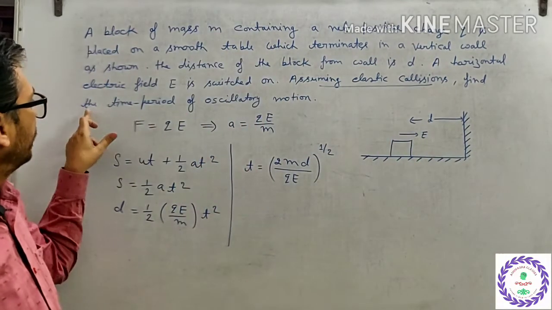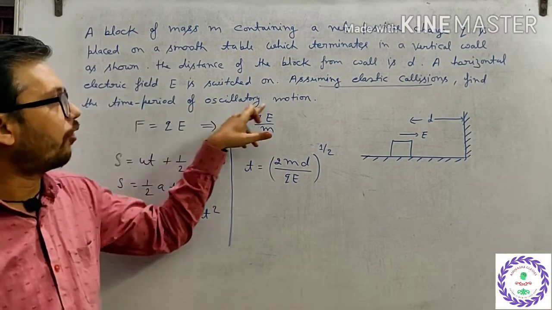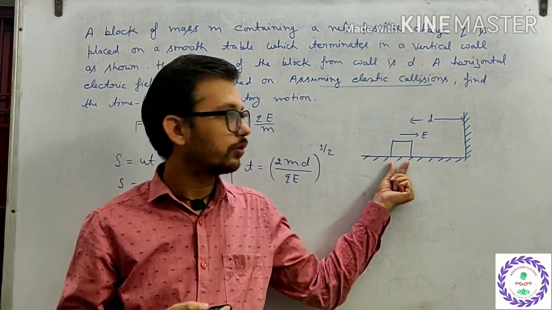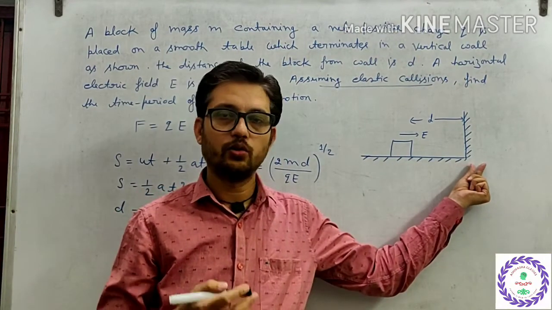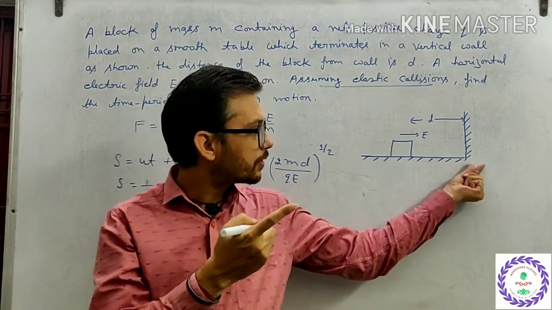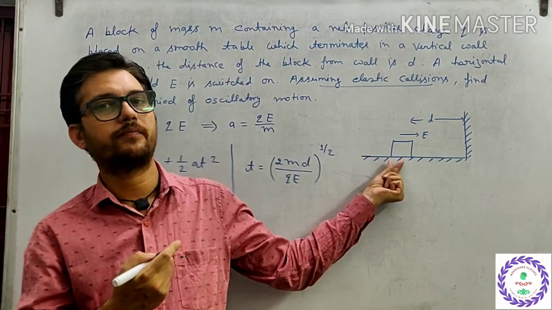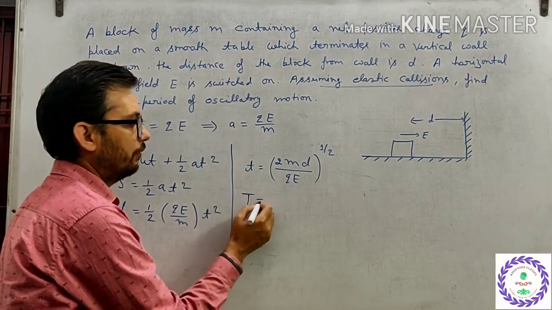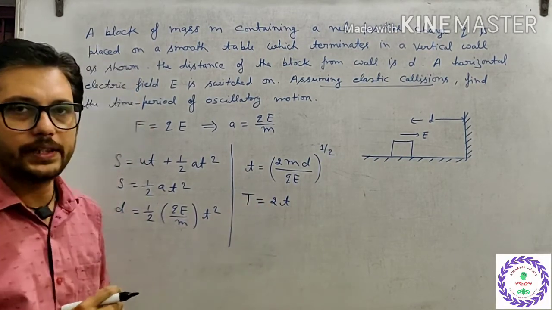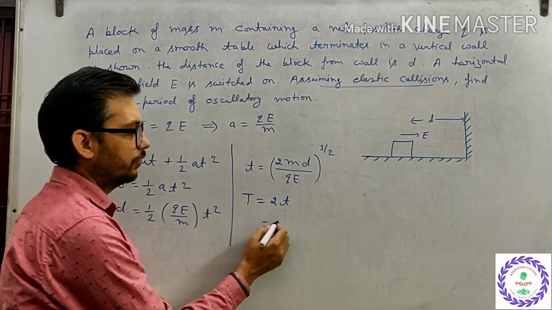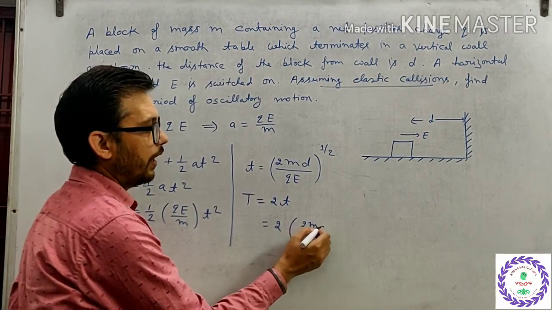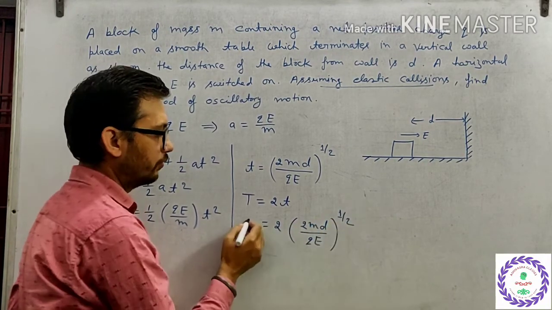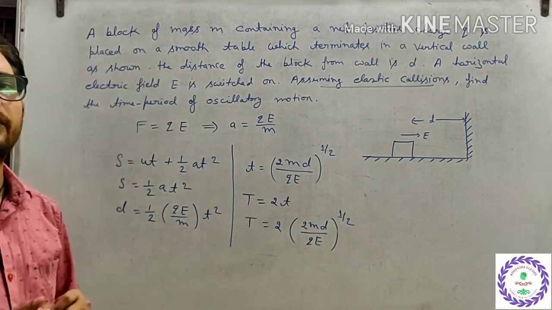In this question we have to find the time period of oscillatory motion, meaning the time for moving towards the wall and coming back to its original position. So the time will be twice this time. The total time will be 2 times this t, so we have 2 times (2md upon QE) whole power 1 by 2. So this is the answer of this question.